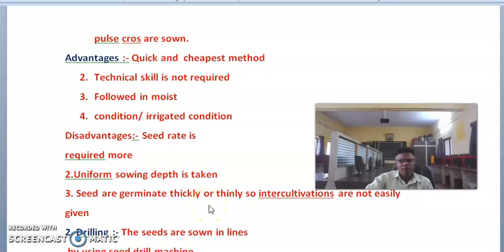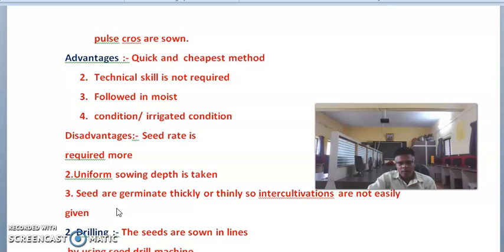Sometimes there is heavy rainfall or heavy irrigation water application, and the seeds are washed away with the water, and many gaps appear. In this method, seedlings grow thickly, so the attack of pests and diseases is more, and aeration in the soil is not good.